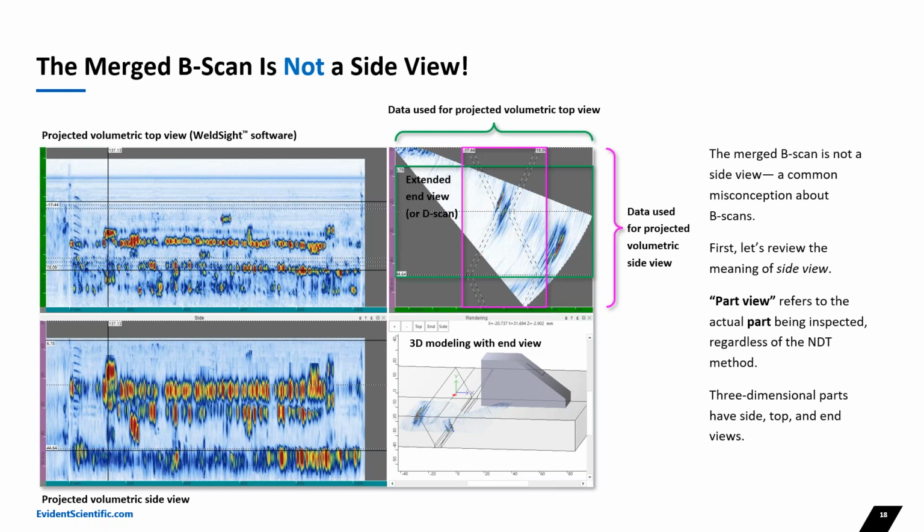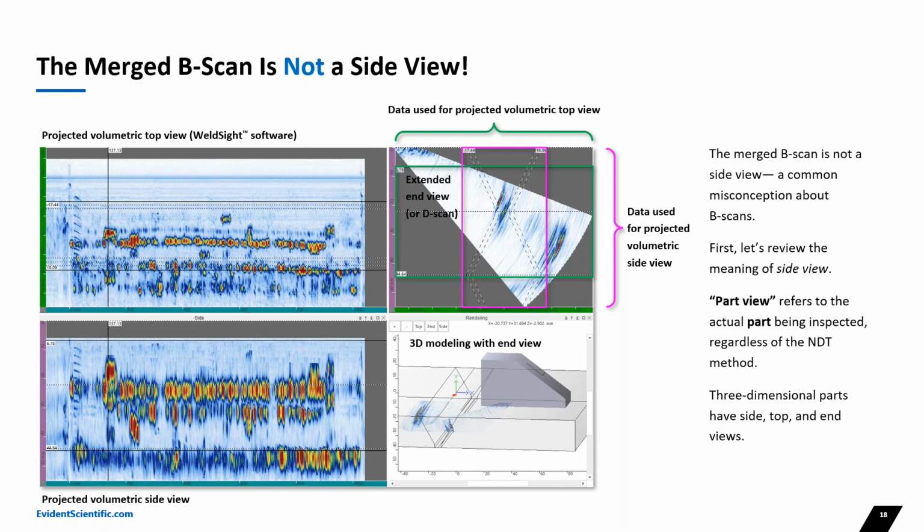So a common misconception or reaction to the merge B scan is, oh, it's a side view. I think everyone that I either explained this functionality to or introduced it to or heard about reacted like that. It's probably the most common reaction. Often I would hear, oh, it's the side view we used to have in TomoView. It's actually not that.